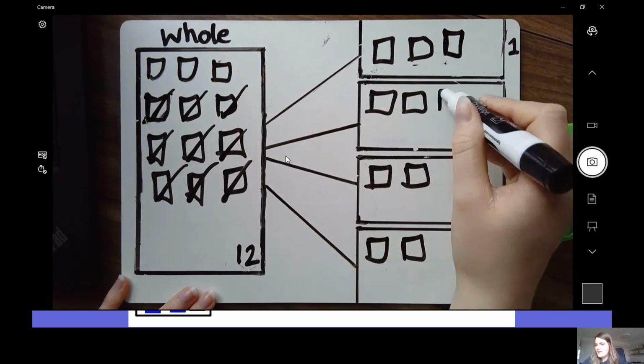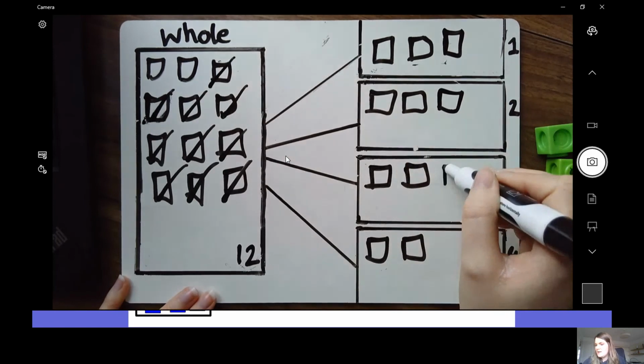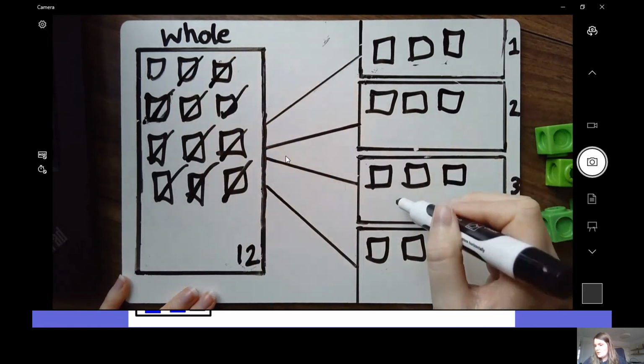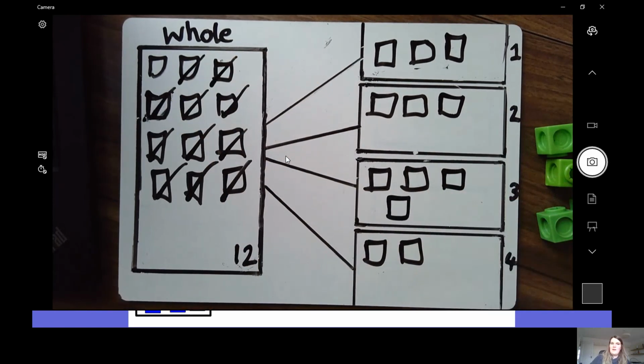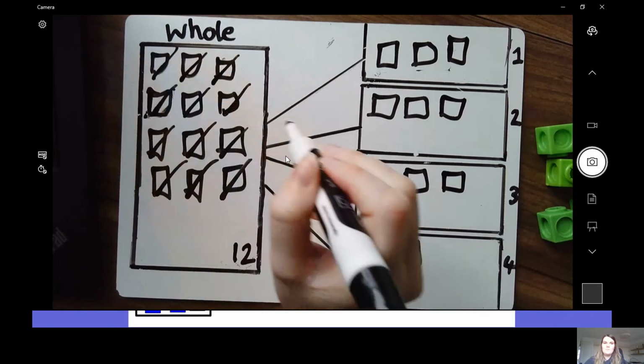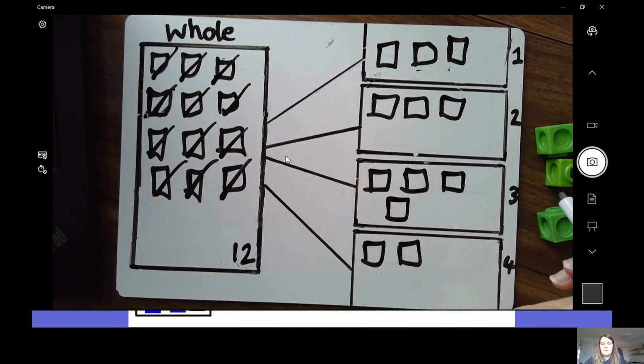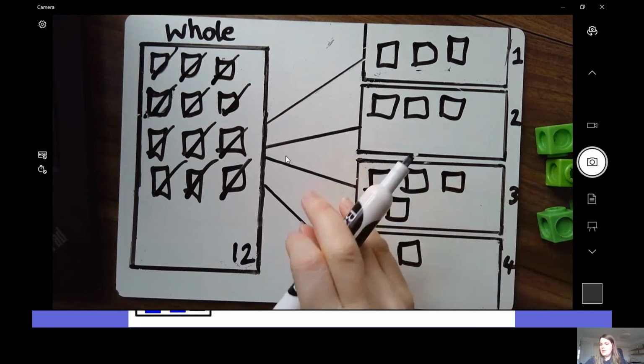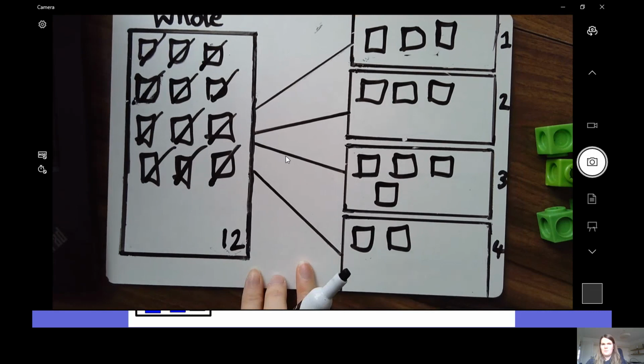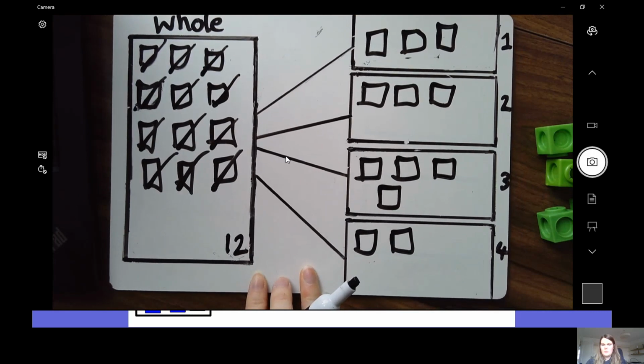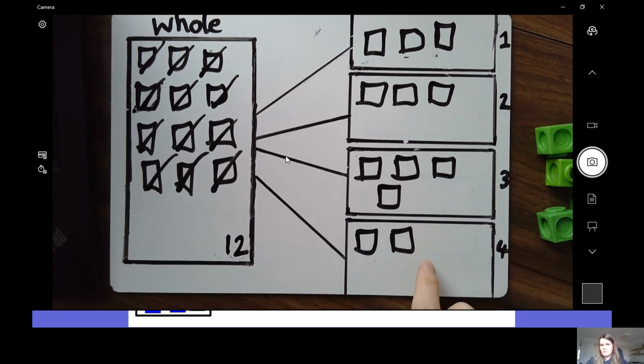9, 10, 11, 12. Fantastic. I haven't shared them equally. Why have I not shared them equally? Because I didn't. Oh, this last one should have been in the 4 box.